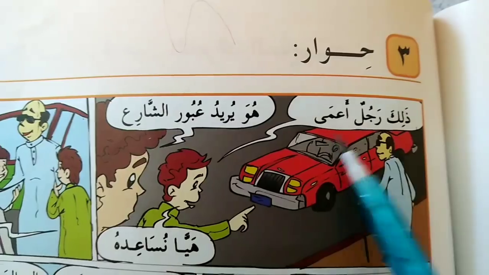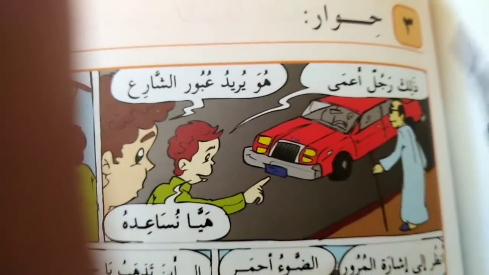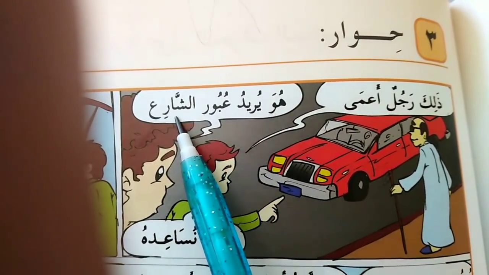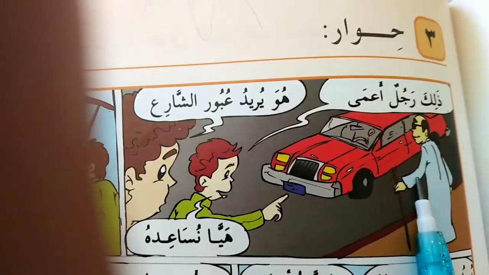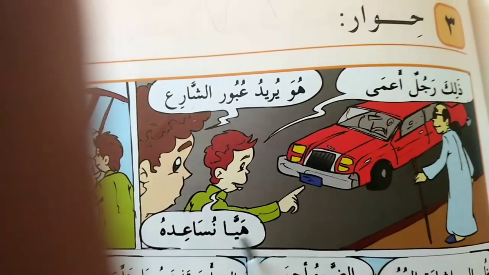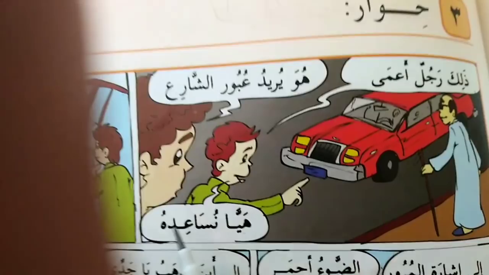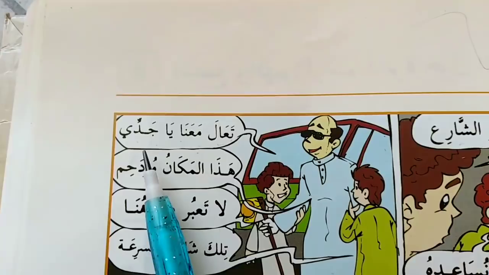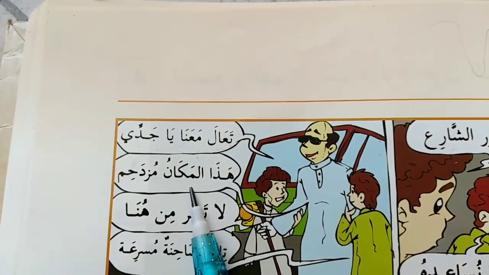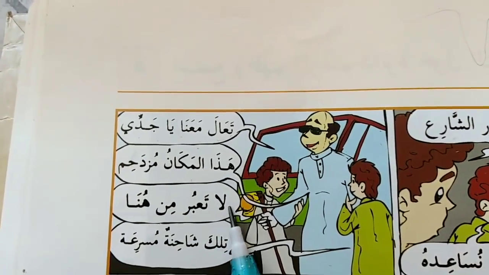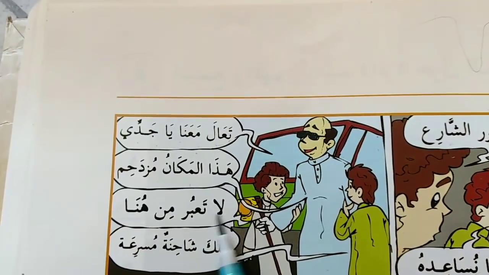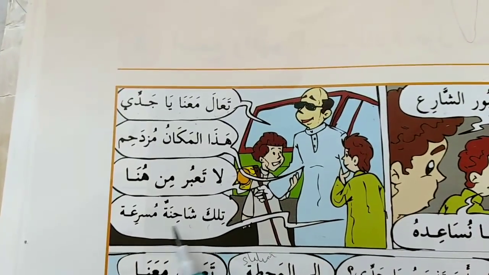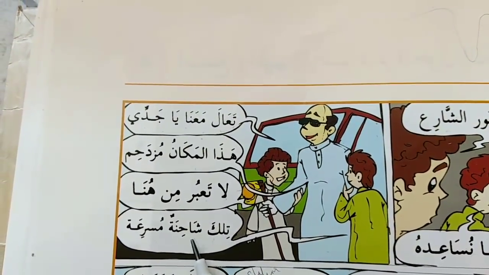ذلك رجل عامة, which means that is a blind man. هو يريد عبور الشارع, so the boy is saying he wishes to cross the road. So the other boy is saying هيا نساعد, which means come on, let's help him. So now تعال معنا يا جدي, so the boy is saying come on with us, oh grandfather. هذا المكان مزدحم, which means this is a crowded place. لا تعبر من هنا, so the boy is saying no, don't cross from here. تلك شاحنة مسرعة, so that is a fast lorry.